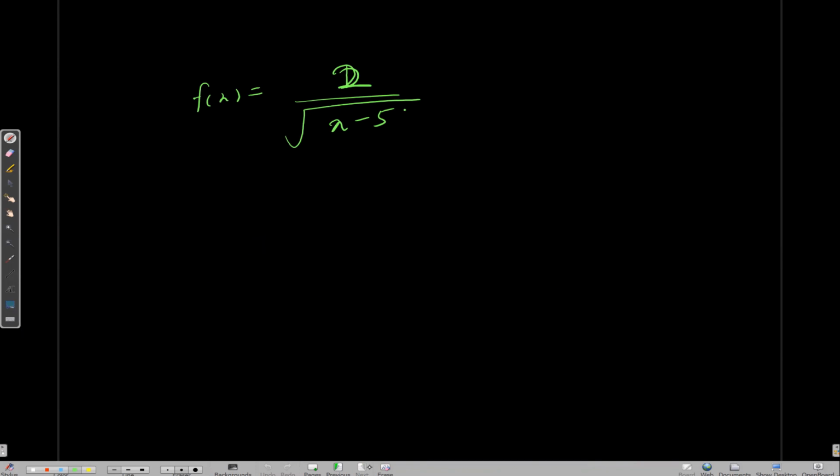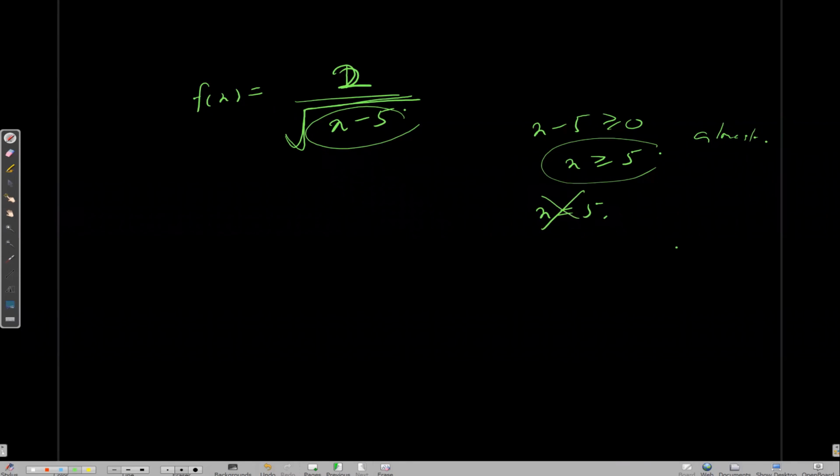Because it's radical, you take the expression under the root and make it greater than or equal to 0. So x greater than or equal to 0. That's what you may think, but we have a problem. This is almost right, but not quite 100%, because x equals 5 we had to get rid of, because it's in the denominator. So this is a combination of rational and radical: x minus 5 greater than 0. So 5 to infinity, not including 5.